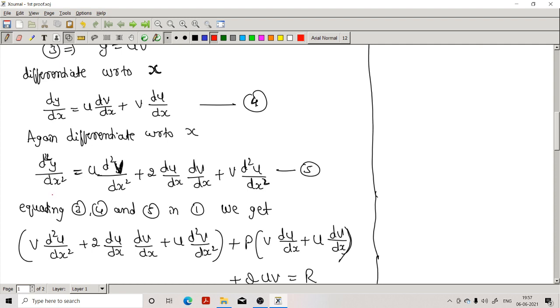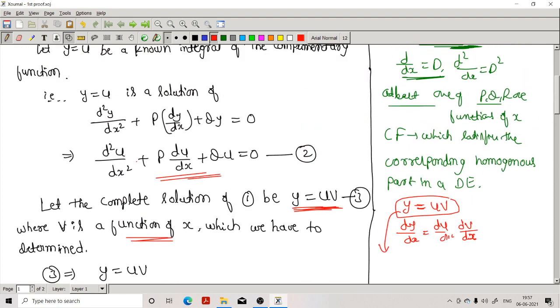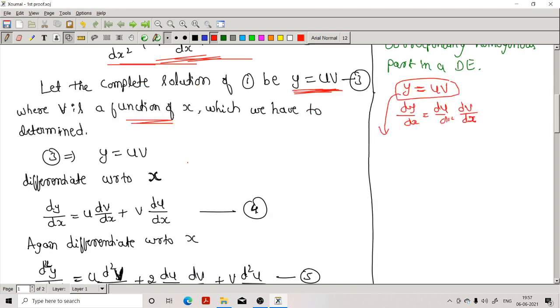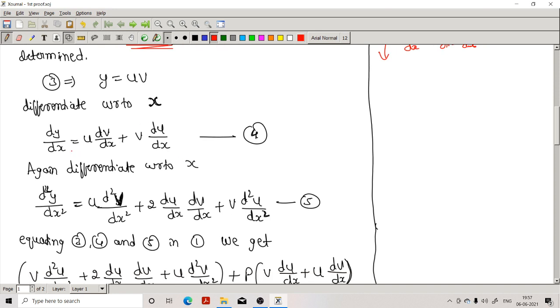We will get d square y by dx square as, okay, first you must remember this equation. This is very, very important. Equation 2, y is equal to uv. Differentiating once with respect to x, you will get this term. Differentiating again, you will get as first term d square v by dx square, again du by dx into dv by dx, and here also dv by dx into du by dx.